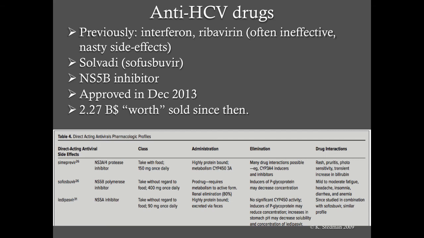So the pharmaceutical industry rode to the rescue. The treatments for HCV had previously been adding exogenous interferon to patients, or a drug called ribavirin, which targets the RNA dependent RNA polymerase, but these were not particularly effective. The side effects were fairly nasty. A few years ago now, Gilead Sciences came out with a drug called Sovaldi, which is an inhibitor of NS5B, the polymerase. That was approved in December 2013.